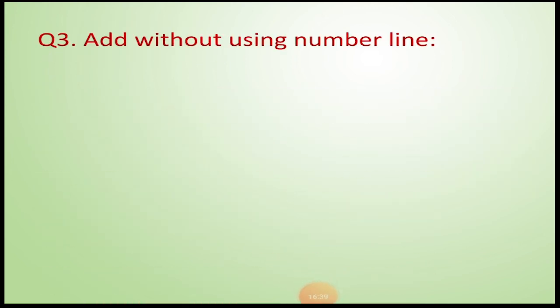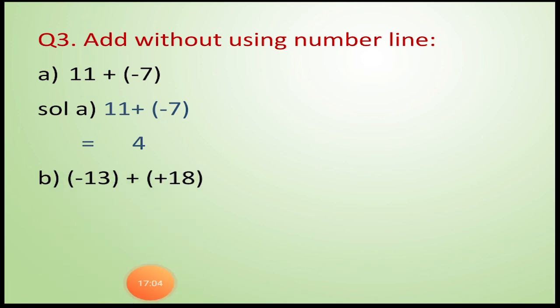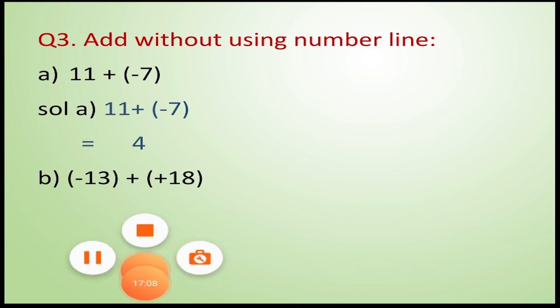Now see here how we can solve this without using a number line. As such we learned how to show the addition using a number line. So here it's very easy. When you add 11 with minus 7, what we'll do, children, adding one positive integer with one negative integer, we'll do subtraction. So 11 minus 7 will give us 4, and the answer will bear the sign of the bigger integer, so it is positive. Now the next question is minus 13 added with plus 18 here.